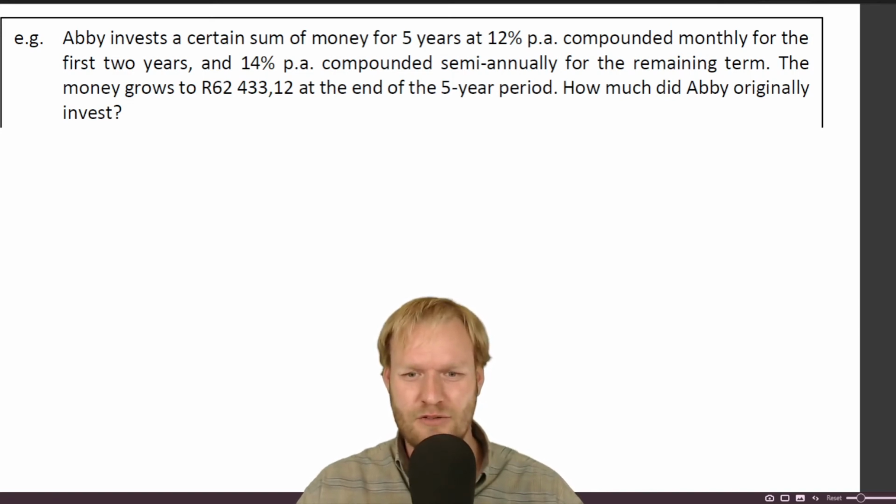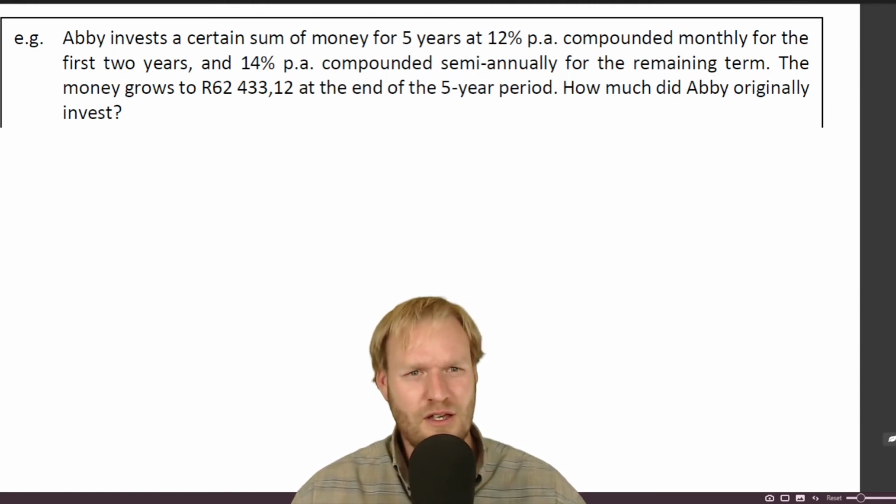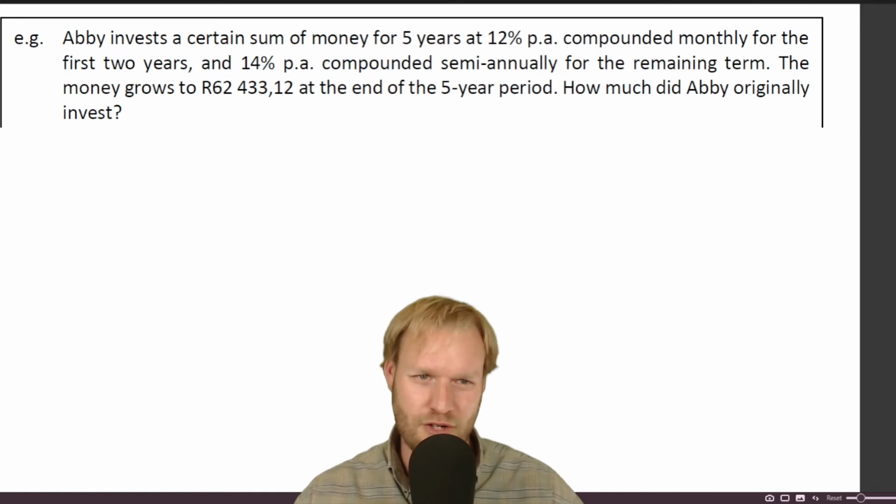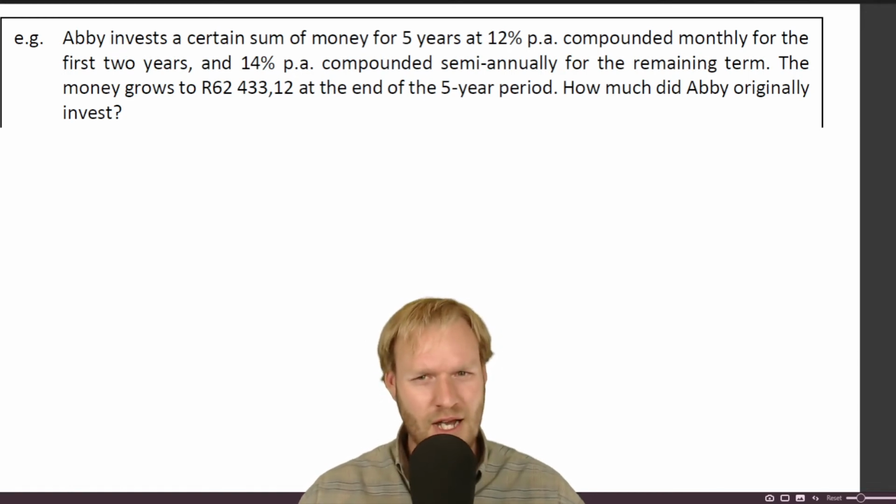We've got Abby investing a certain sum of money for 5 years at 12% per annum compounded monthly for the first 2 years and 14% per annum compounded semi-annually for the remaining term. The money grows to 62,433 Rand and 12 cents at the end of the 5-year period. How much did Abby originally invest?